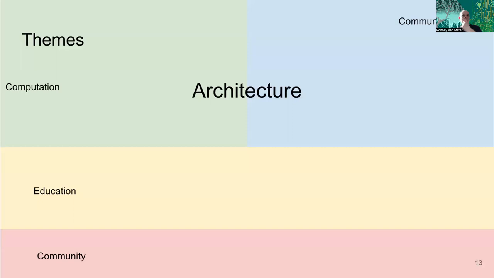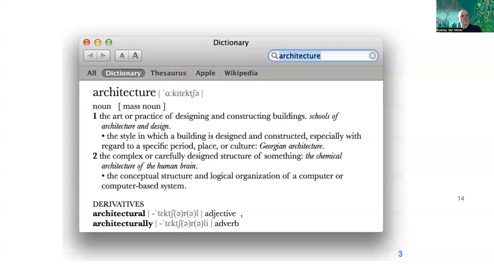So let me talk about these areas of our work and note that our work on quantum computer architecture or system architecture really spans both the computation and the communication areas. Let me define the word architecture. Here's the definition from the Apple dictionary. Architecture is the art or practice of designing and constructing buildings, or the style in which it's designed and built, or the complex or carefully designed structure of something, like the logical organization of a computer.